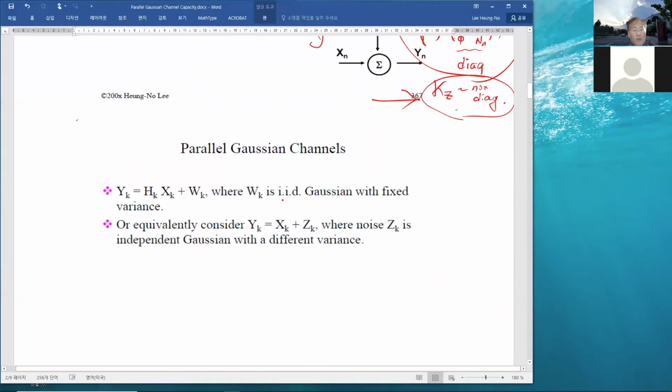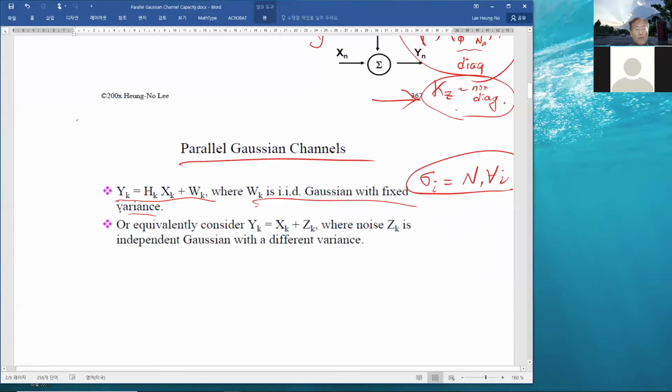And firstly, I will talk about iid Gaussian with fixed variances. So here, for the parallel Gaussian channel, we can talk about this type of channel where Wk is iid Gaussian with a fixed variance. Fixed variance means, let's say, sigma i is all equal to, let's say, n. So the same fixed power for all i. And it is iid. So when we talk about Kz, this Kz is a diagonal matrix where non-diagonal elements are all zero. Diagonal elements are all equal to n.